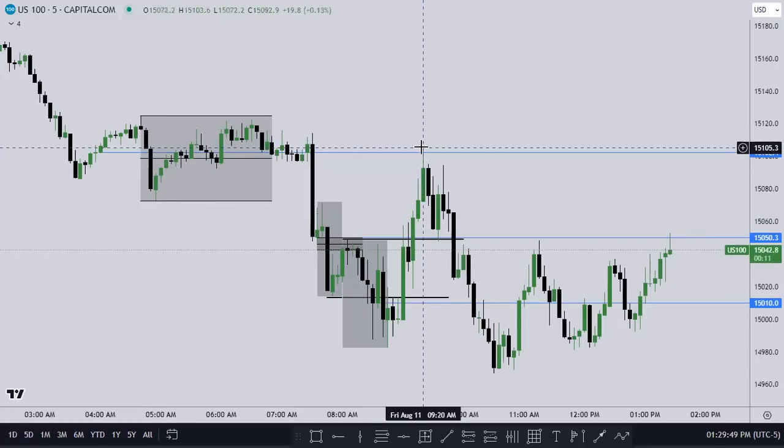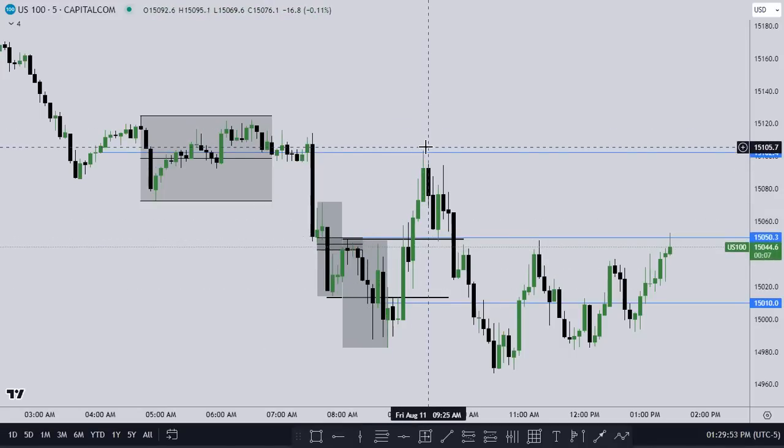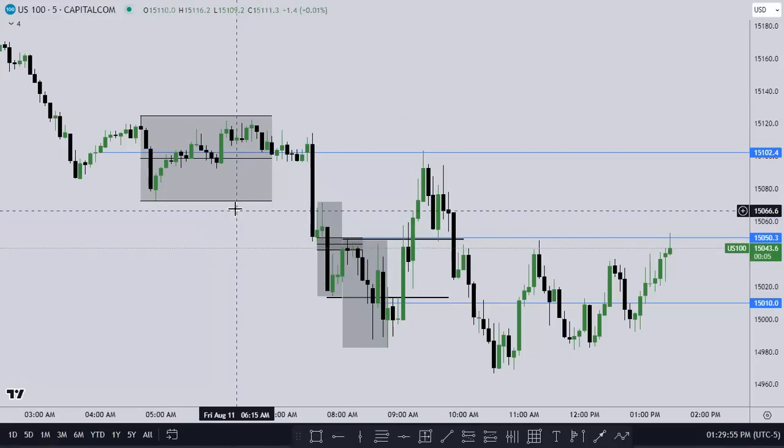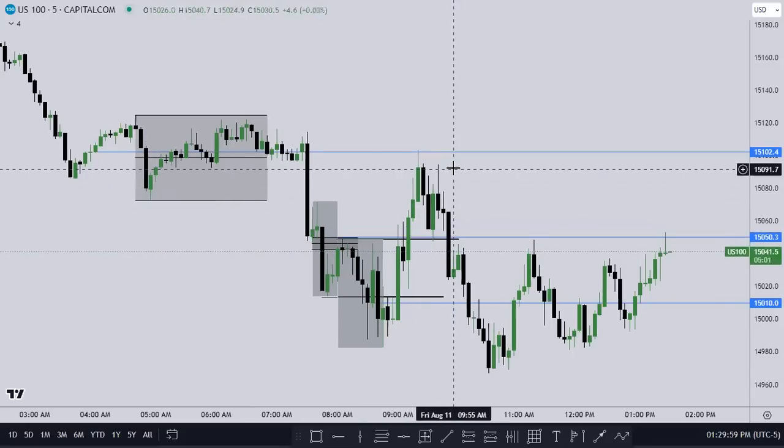Drawn liquidity is met right here. Well, drawn liquidity is reached right there. Everything is done. There were no up candles from here to here. We now have up candles. Everything is good.